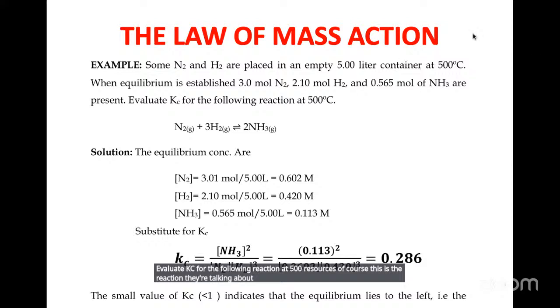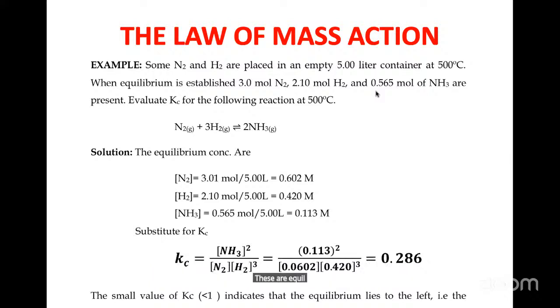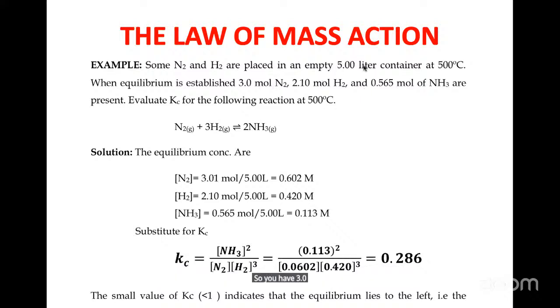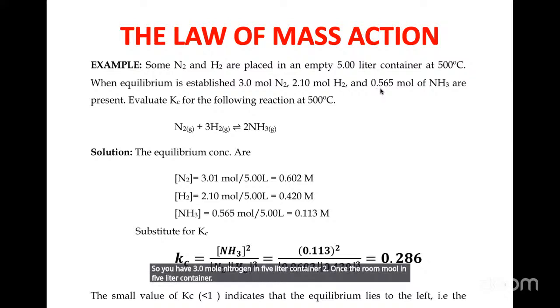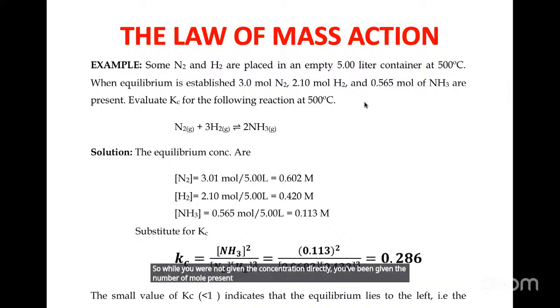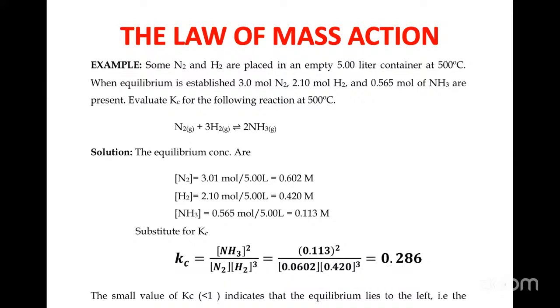Now, you see the information you have here. These are equilibrium amounts. At equilibrium, you have 3.0 mole of nitrogen in the 5-liter container, 2.10 mole of hydrogen in the 5-liter container, then 0.565 mole of ammonia in the 5-liter container. While you were not given the concentration directly, you've been given the number of moles present in 5 liters. So essentially, you already have the equilibrium concentration given.